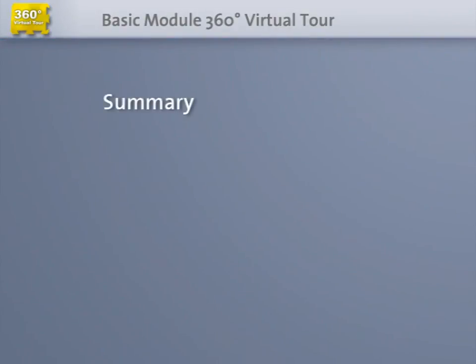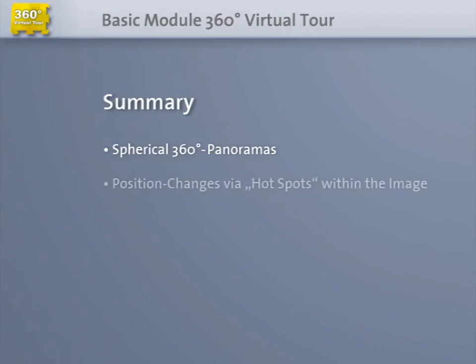Summary. Spherical 360-degree panoramas. They give unlimited views to all directions. Position changes by hotspots within the image enable intuitive movements throughout the area. Interactive 3D survey maps for a precise overview and total control. Date changes enable to alter the date for a perfect description of the construction progress or earlier states.